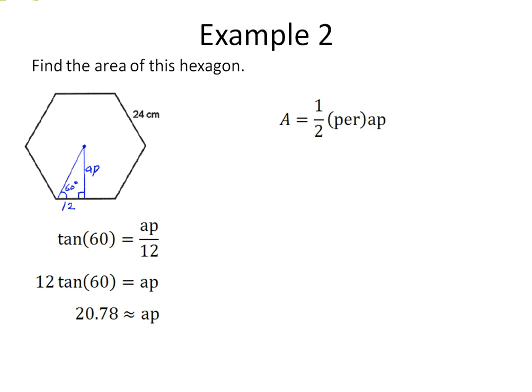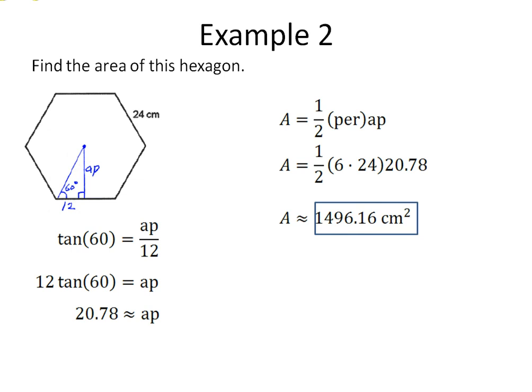Now we can find our area. The area is equal to 1/2 of the perimeter times the apothem. So the area is 1/2 of 6, because it's a hexagon, times 24 times 20.78, which gives us approximately 1,496.16 square centimeters. Notice that they did give us dimensions here, so we need to carry them forward into the answer.